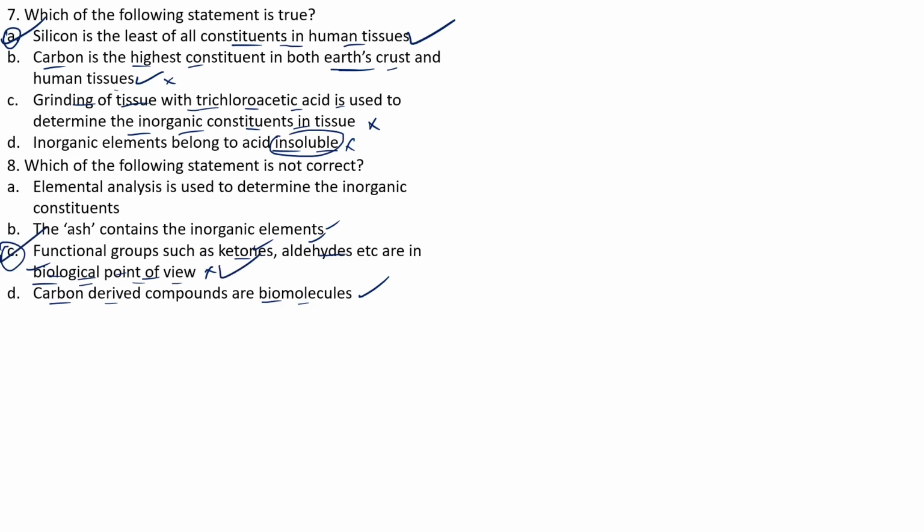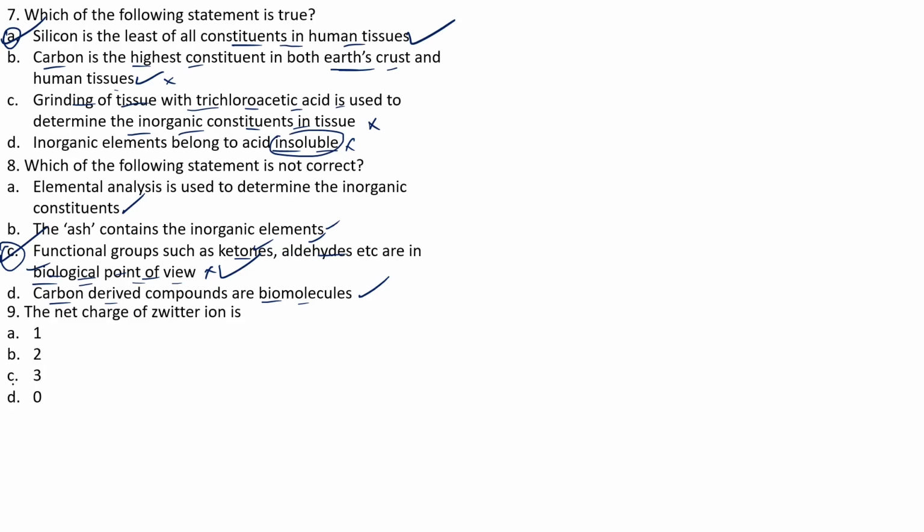And the B statement, that is ash mainly contains the inorganic elements. Exactly, it is a true statement. And elemental analysis is mainly used to determine the inorganic constituents. Exactly, even that is also a true statement, right? So hence the right answer for this, the not correct statement we are having, is C, or the third statement. The next question we are having: the net charge of this Zwitter ion is 1, 2, 3, 0.